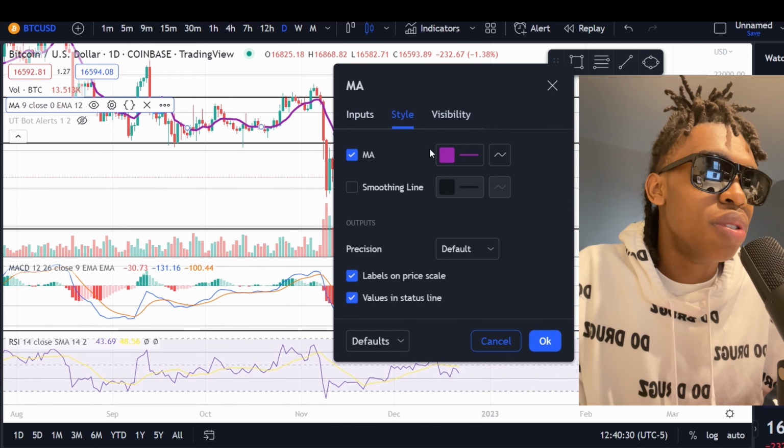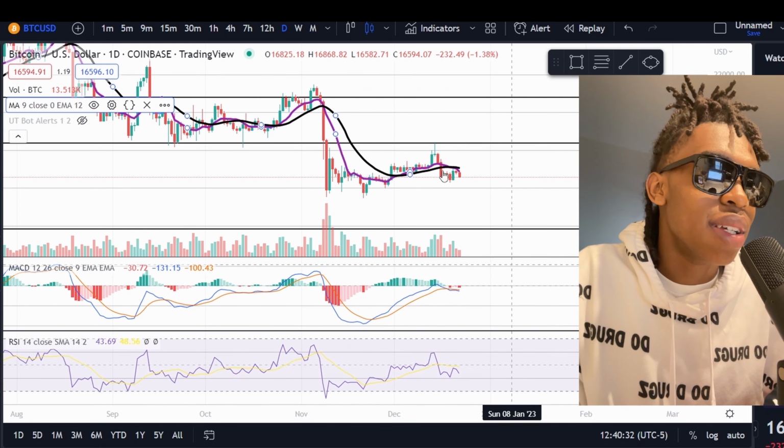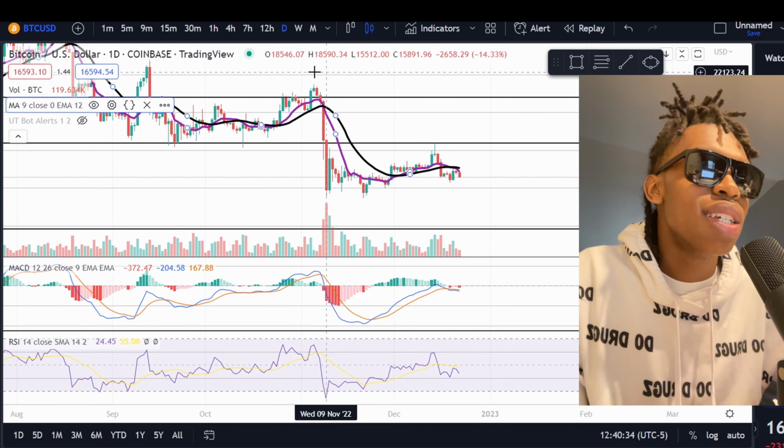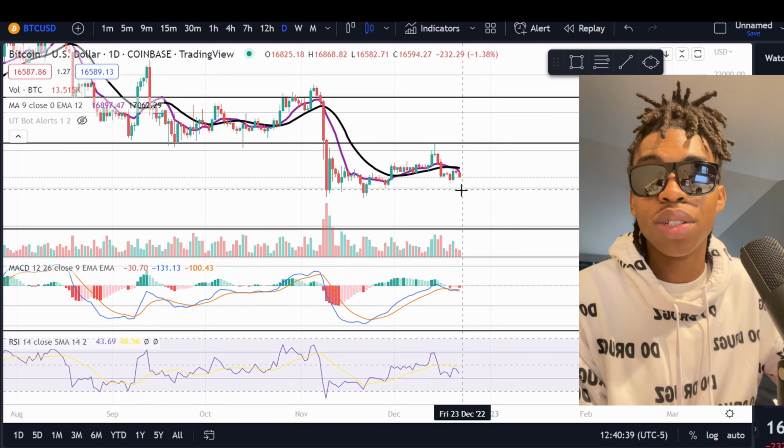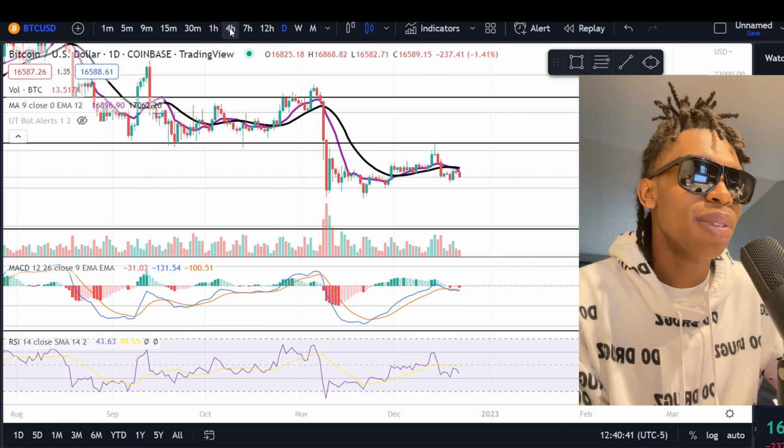When they cross, you know what to do. See that cross right there? Sexy cross. Straight down. See this cross right here? Look where it's going. Straight down.